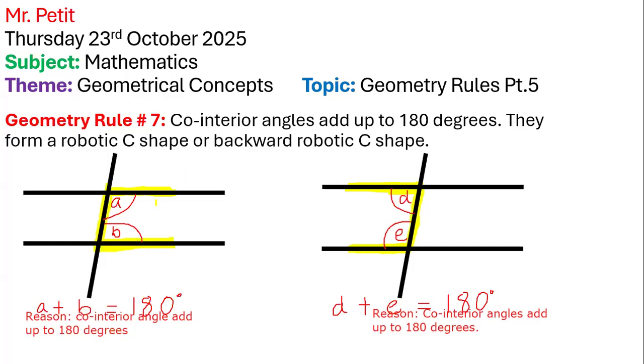180 degrees. Do you see the C shape in both of them? Like this one is a C, and this is a backward C. So that's the idea, right? Yes, sir. Take a picture of this before we move on to the next one. Okay, I got it. Okay. So next we have this one.